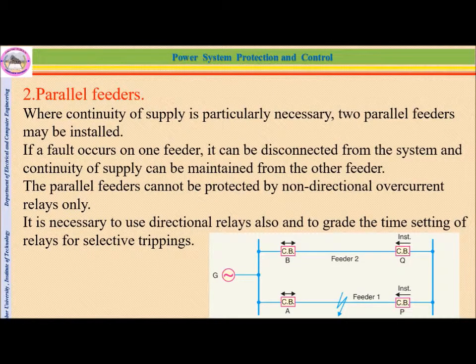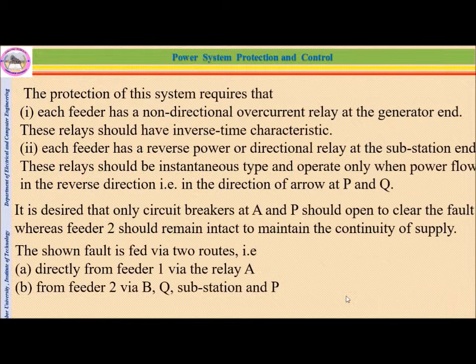So parallel feeders cannot be protected by non-directional overcurrent relays alone. Only in a radial system can we use only overcurrent relays, but here we cannot control by using only overcurrent relays. So it's necessary to use directional relays also and to grade the time setting of the relays for selective tripping. So as you can see here, this one is non-directional, this one is a directional relay, here is non-directional, here is a directional relay. Now let us see.